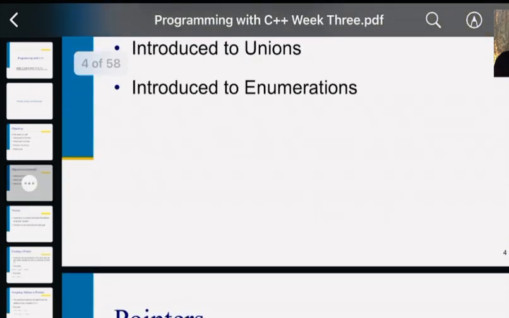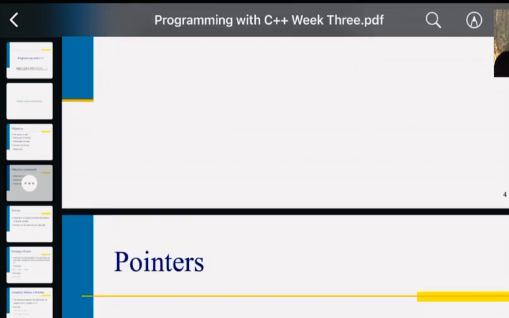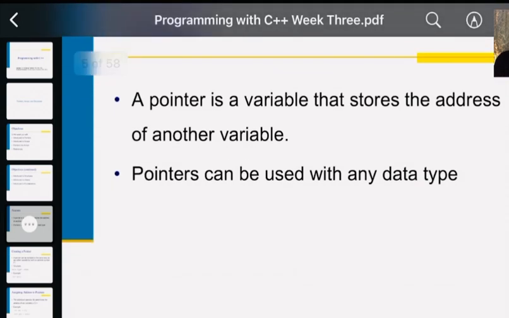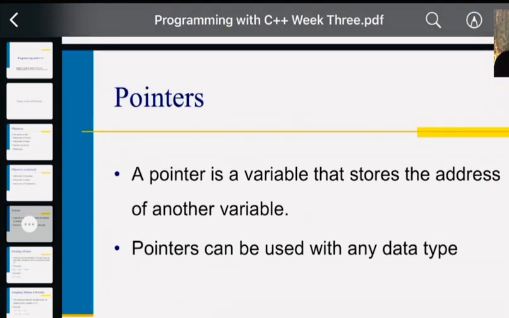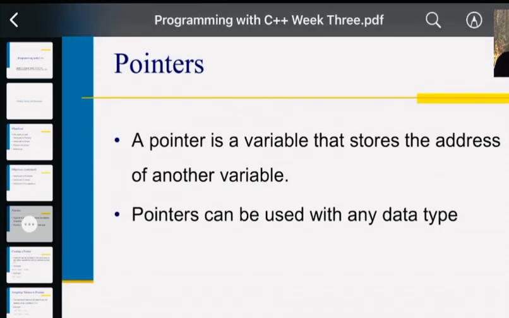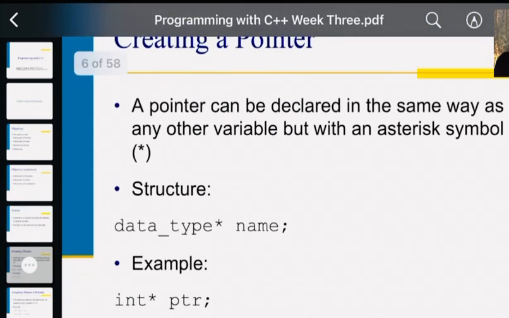And what is a pointer? A pointer is a variable that stores the memory address of another variable. And a pointer can be used with any data type. Yes, it can be used with any data type, be it int data type, float data type, double, yes, be it any data type.